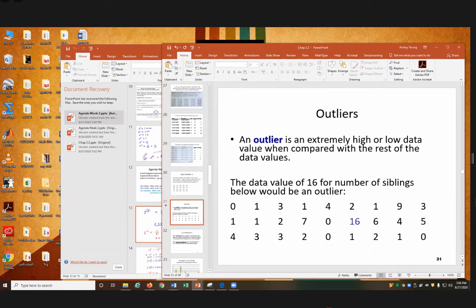An outlier is an extremely high or low data value when compared with the rest of the data values. The data value of 16, the number of siblings below, would be an outlier. Perfect. If we look at our data list, it's 1, 2, 3, 4, 5, 6, 7, and then there's a little bit of space before the 9, but that's not super far away. This 16, there's a giant gap between the 9 and the 16. It's way out there. That's an outlier.